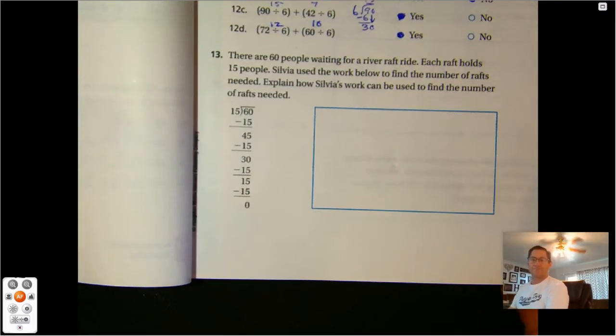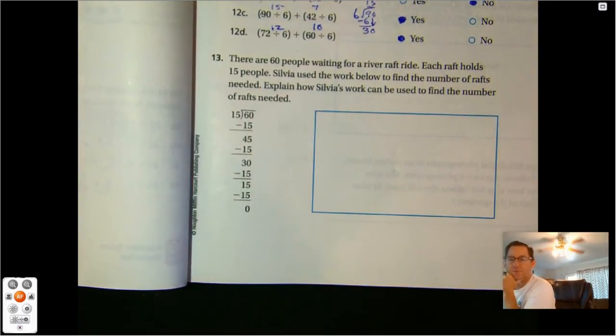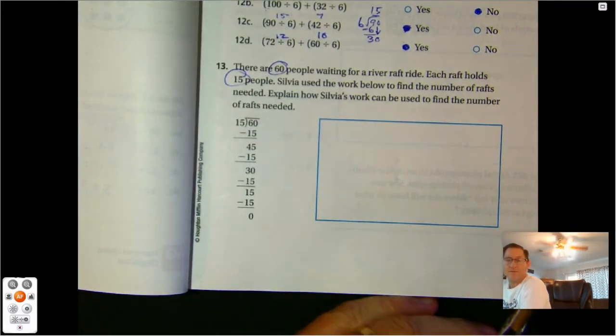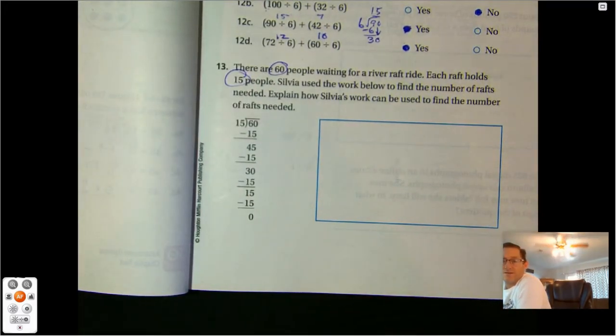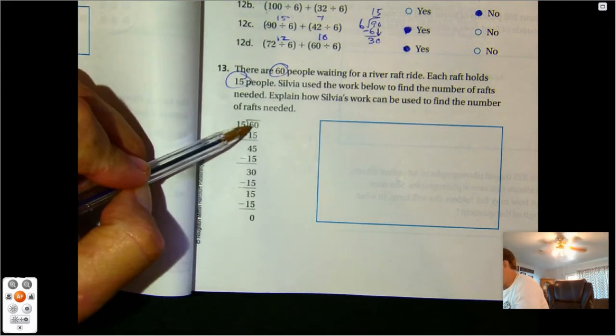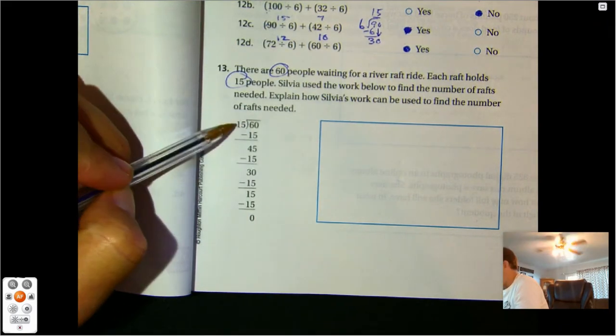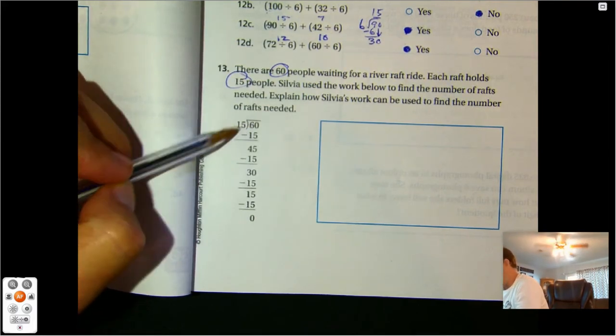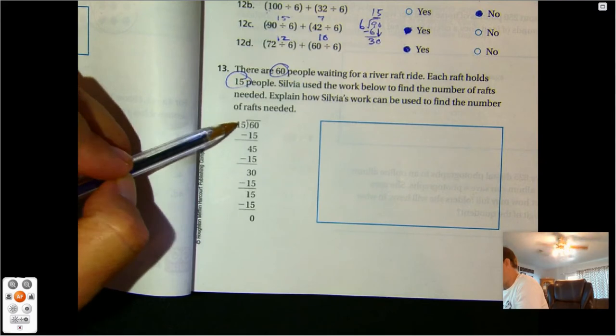Each raft holds 15 people. Sylvia used the work below to find the number of rafts needed. Explain how Sylvia's work can be used to find the number of rafts needed. So 60 is our dividend. Those are the number of people that want to ride a river raft ride. The raft can hold 15 people. All right, so we're going to share the 60 people by groups of 15.